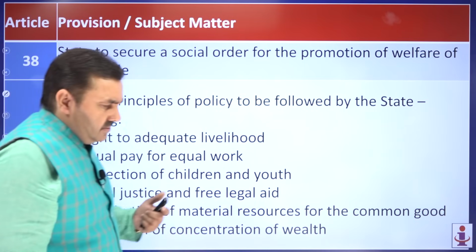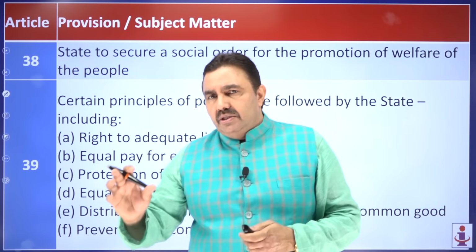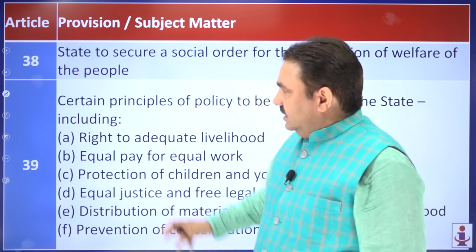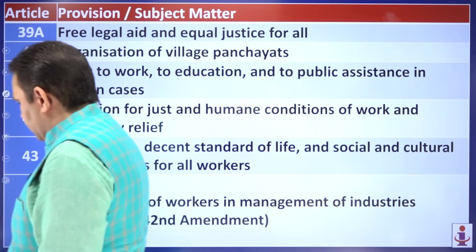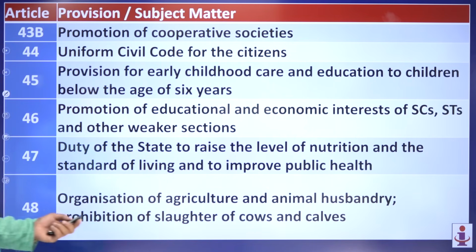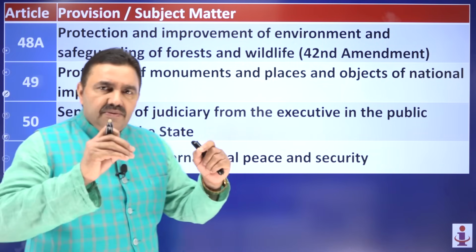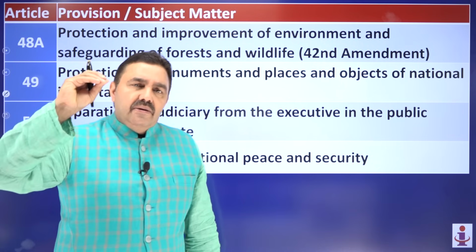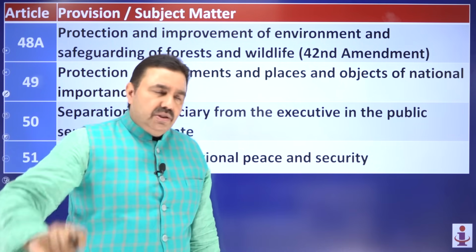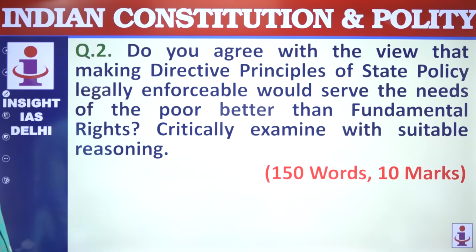All these DPSPs you should know, because in such questions you have to quote from specific constitutional provisions like Article 38, Article 39, 39A, 40, 41, 42, 43, 43A. All these articles you must know. These are the provisions of Part 4 of the Constitution. Because if you know these articles, you can use specific references to support your argument. Just writing anything without supporting your argument with proper constitutional provisions or Supreme Court interpretations will not fetch you marks.